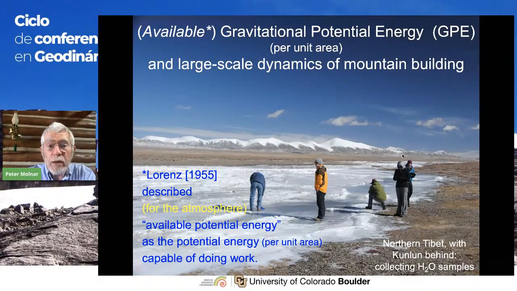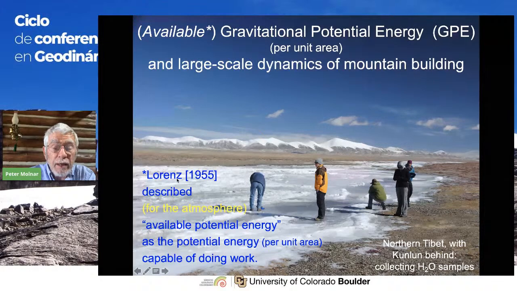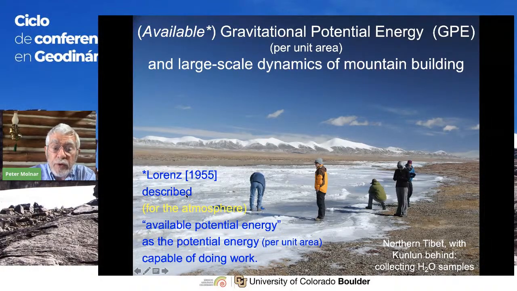So today I'm going to talk, maybe at greater length than you want, on gravitational potential energy per unit area and how it bears on large-scale dynamics of mountain building. And I should say the concept of available gravitational potential energy goes back a long time to Lorentz, a meteorologist, atmospheric scientist, the founder of chaos, incidentally, who described this for the atmosphere. And the key is this is the potential energy per unit area that's actually capable of doing work. One can have lots of potential energy that's of no use whatsoever. So what's important is this can do work.